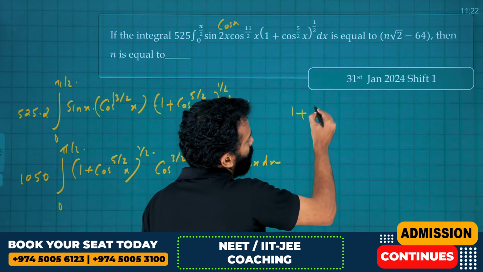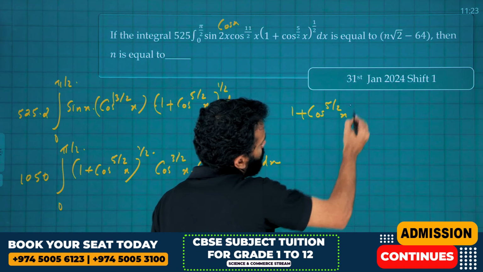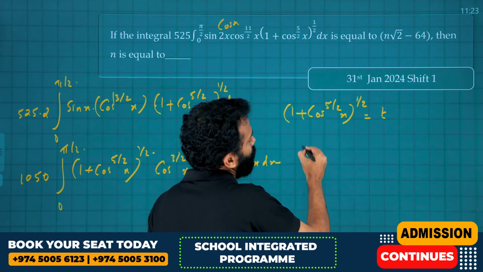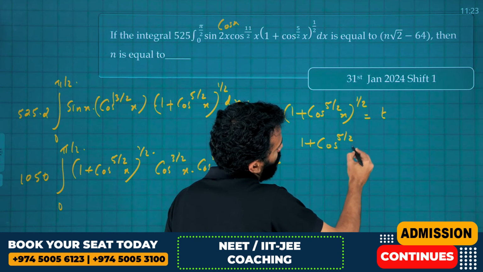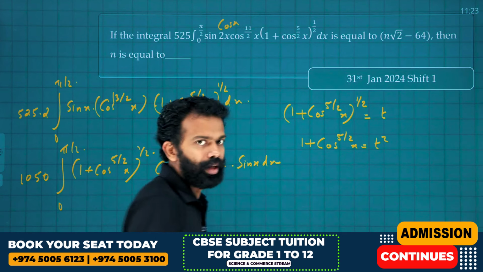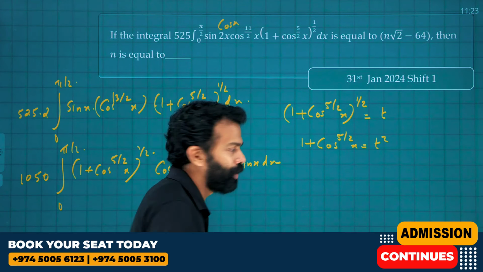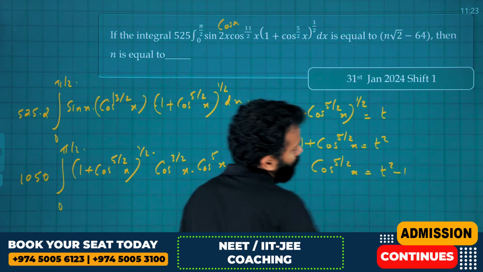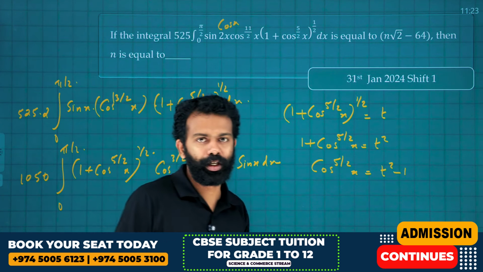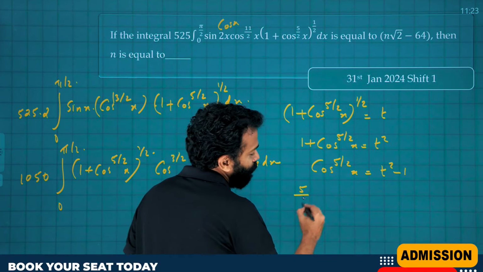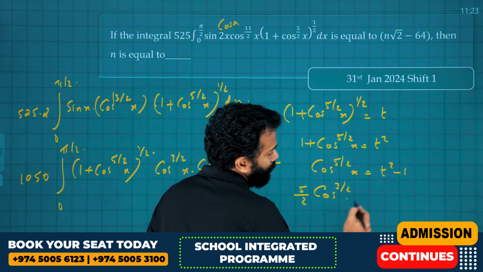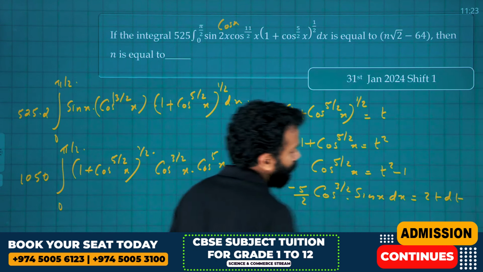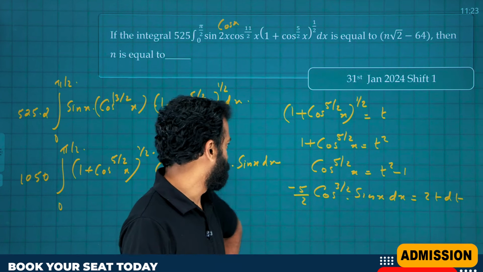Therefore, (1 + cos^(5/2) x)^(1/2) is equal to t. Square it, and what will we get? 1 plus cos^(5/2) x is equal to t squared. So cos^(5/2) x is equal to t squared minus 1. Do one more thing: differentiate both sides. What will you get? It will be 5 by 2 into cos^(3/2) x into minus sin x dx is equal to 2t dt. So everything is there, and we can substitute it, right?